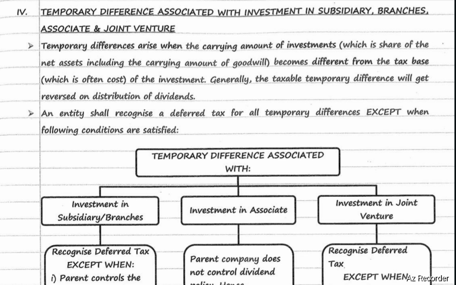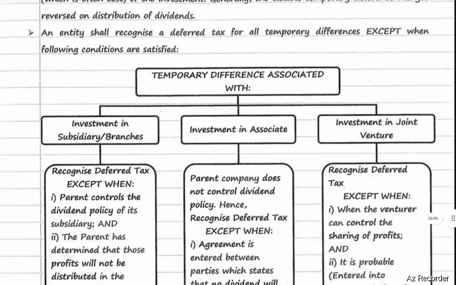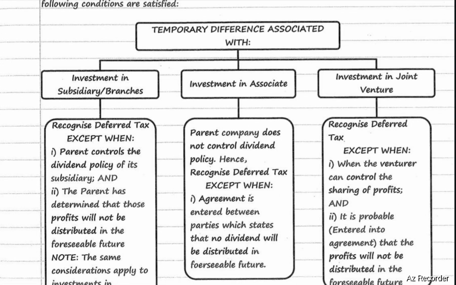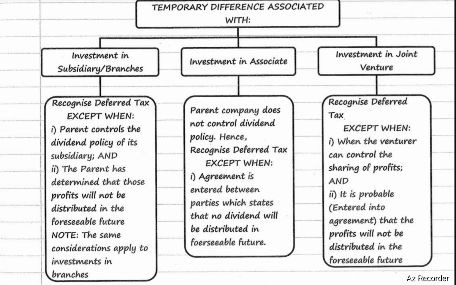First, temporary differences associated with investments in subsidiaries or joint ventures are recognized with deferred tax except when the parent controls the dividend policy of its subsidiary and has determined that those profits will not be distributed in the foreseeable future. The same considerations apply to investments in branches. In case of investment in an associate, the parent company does not control dividend policy, hence recognize deferred tax except when an agreement is entered into between parties which states that no dividend will be distributed in the foreseeable future.